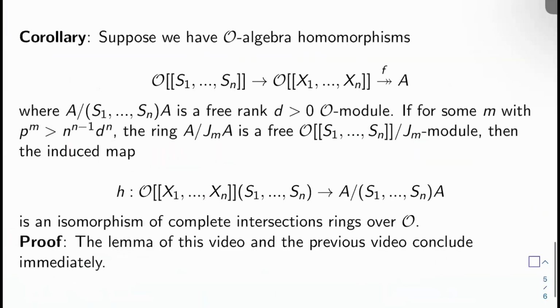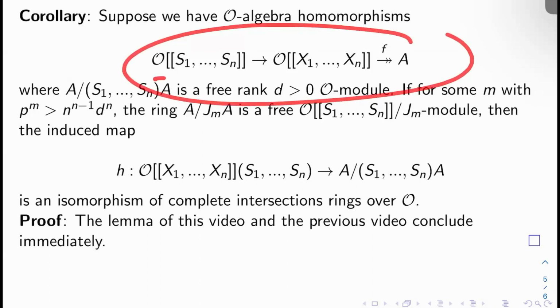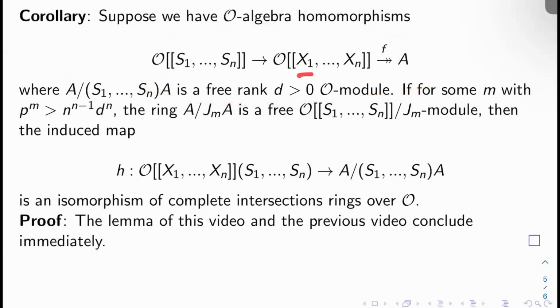Okay, so here's a corollary to the lemma. Suppose we have O-algebra homomorphisms exactly as we had above. So O double bracket S1 through Sn to O double bracket X1 through Xn.